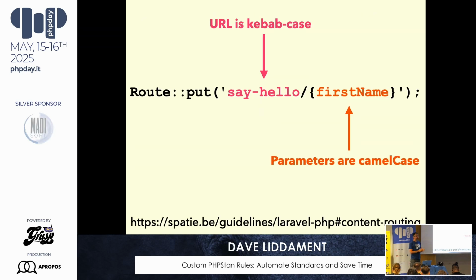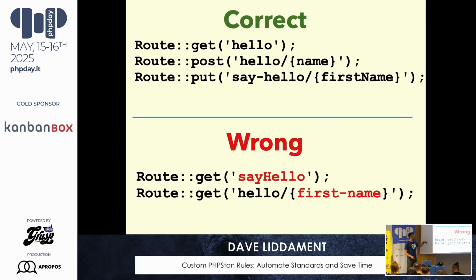So I'm going to take an example from the SPARC coding standards. They say that your URLs have to be kebab case, and any of the parameters within the URL needs to be camel case. So we're going to create a rule now that enforces this and checks that this is the case. So here's some examples. We've got the first three. These are all correct. And then we've got a couple that are wrong, and I've highlighted in red why they're wrong. So we're going to make a rule that checks this.